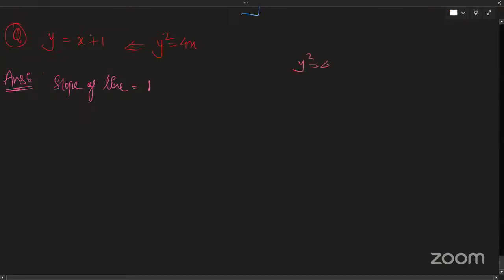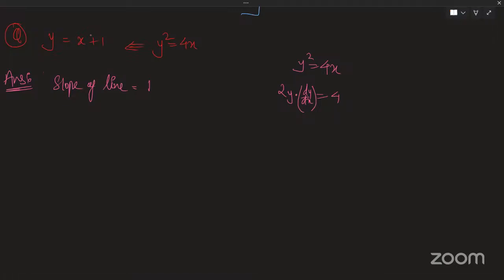So y square is 4x. If I differentiate both sides with respect to x, what will be the left hand derivative of this? 2y into dy by dx. So I know the slope of the tangent is 1. So is that the value of dy by dx? Right, everyone?